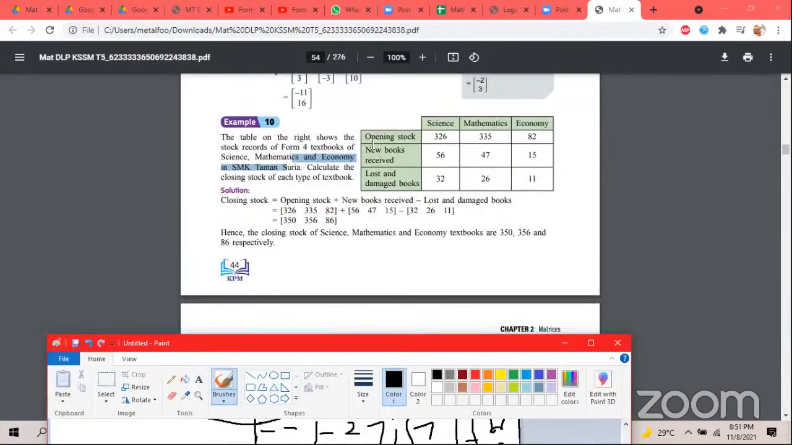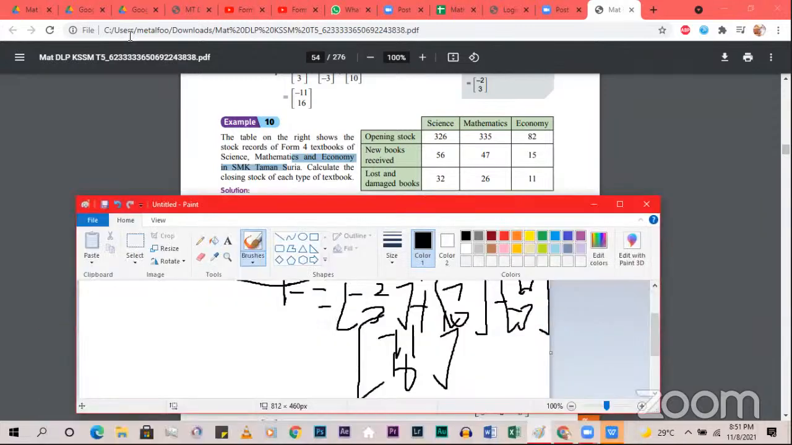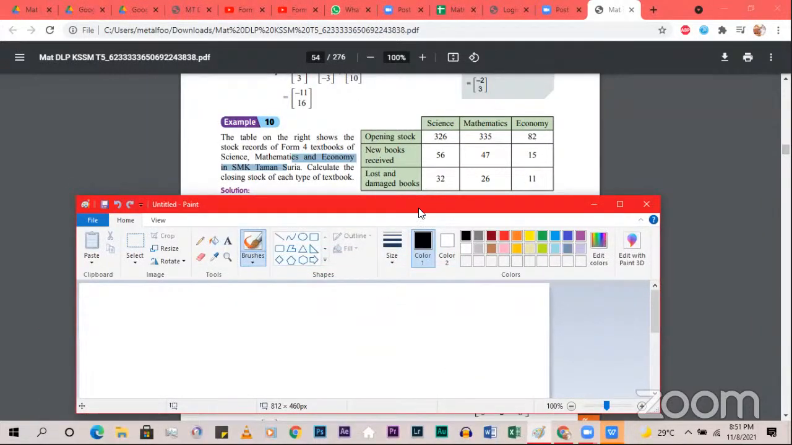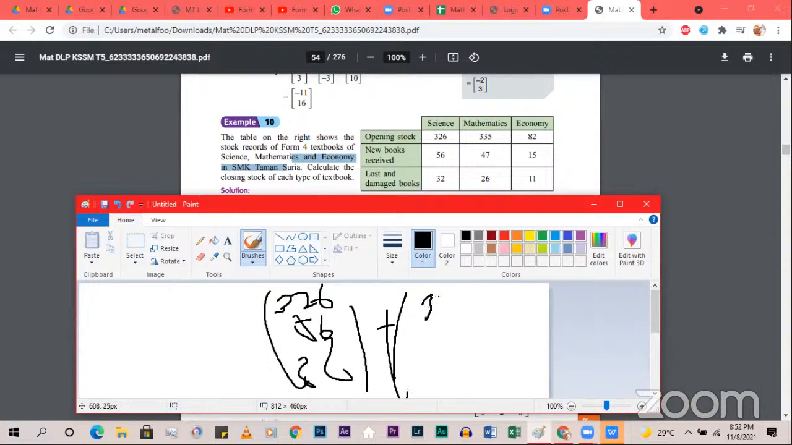The table on the right shows the stock records of textbooks of science, mathematics, and economy in SMK Tamansuria. Calculate the closing stock of each type of textbook. So yeah, you just add everything, right? For science, math, economy, maybe 326, 335, 82 plus 56, 47, 15.